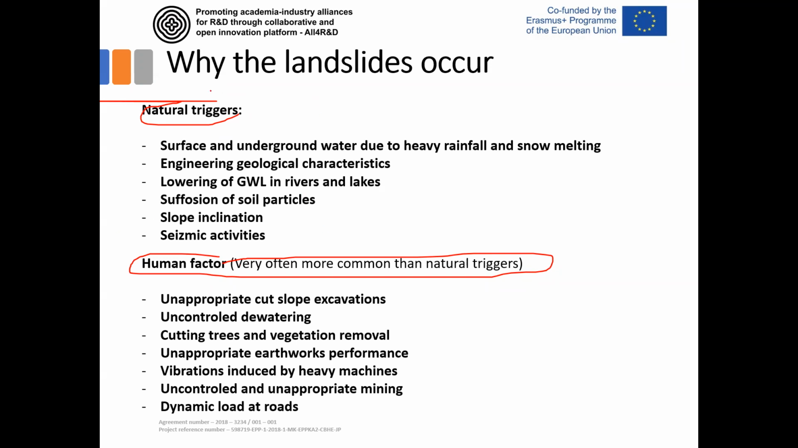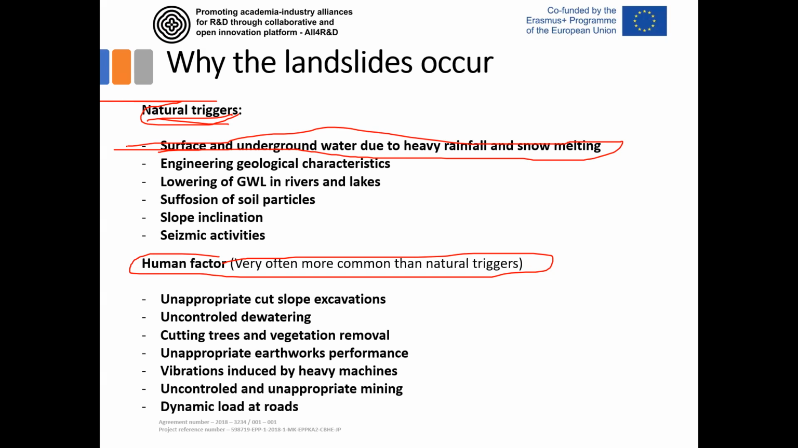The most important, most often natural trigger of the landslide is the surface and underground water that is caused by heavy rainfall and snow melting. We know that most landslides are activated during heavy rainfall and snow melting, and it is experience that tells us that the water level increment is the first factor that triggers the landslide to failure.